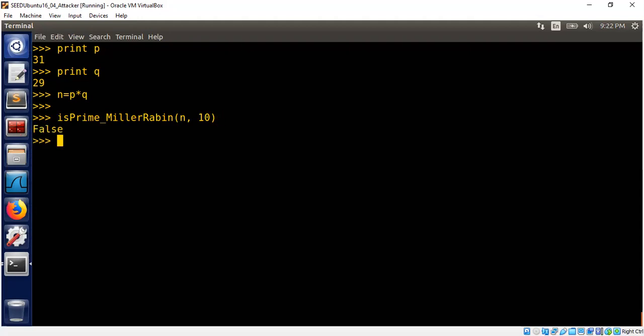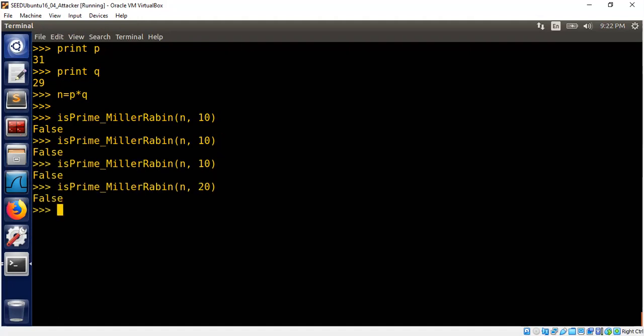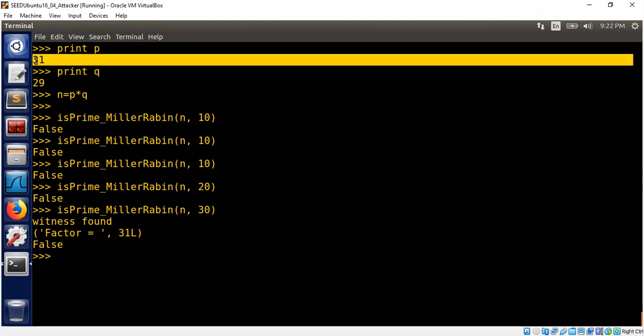Okay, it says the number n is clearly not a prime number. And let's keep trying. Let's increase the number of trials and see whether... Yeah, if I increase the number of trials, for such a small number, it is able to find a factor. The factor it is saying is 31. Okay, 31 is a factor.